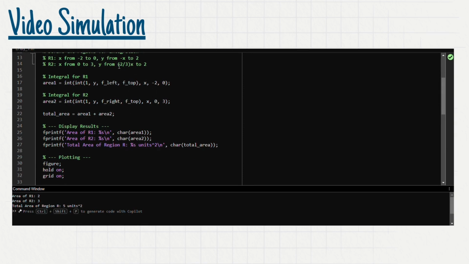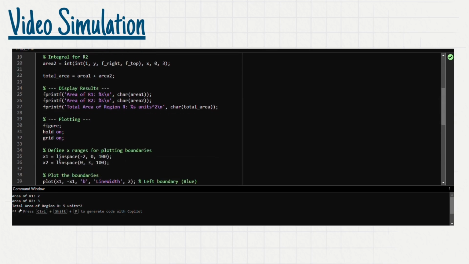The next part is the integration logic, in lines 16 to 22. We perform the double integration by integrating the constant 1 over dy and then dx, which effectively calculates the area. We do this for both sides and then sum them up in a total area variable. Then the comments output these results to the command window, where fprintf converts the symbolic math into readable text.